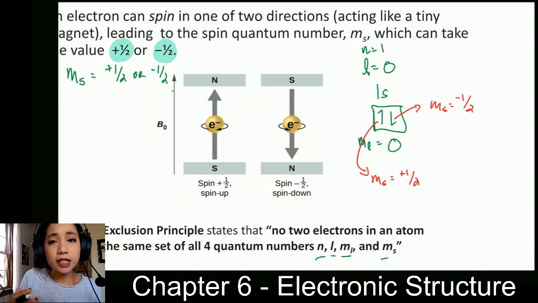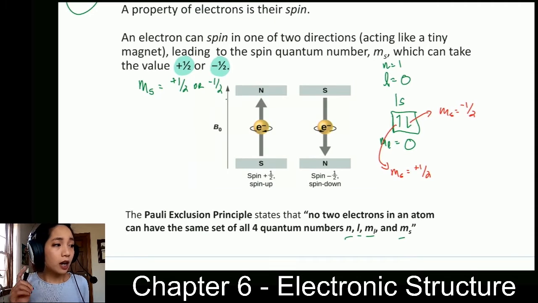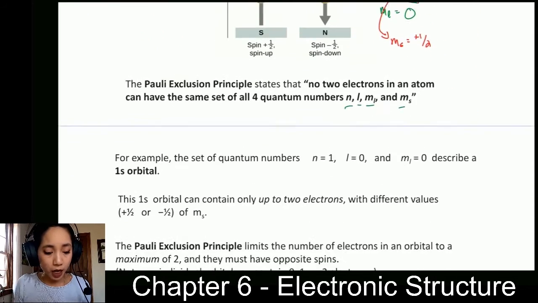So really the big takeaway from this slide is that every orbital can hold a maximum of 2 electrons. If you draw each ml orbital box, you can fit a maximum of 2 electrons in there. And that will bring us to coming up with electron configurations for different atoms. So just keep that in mind, that you can put 2 electrons in each orbital, each one of those boxes.